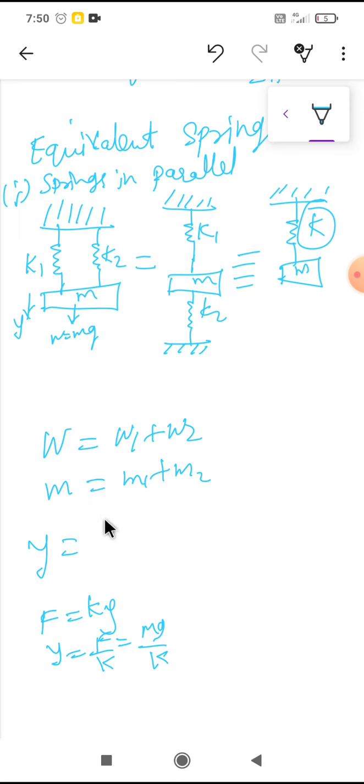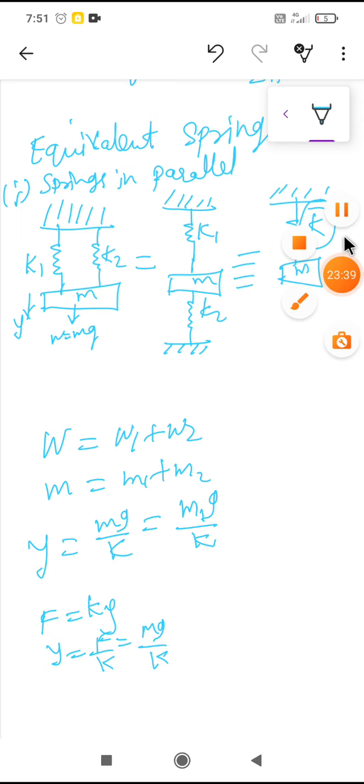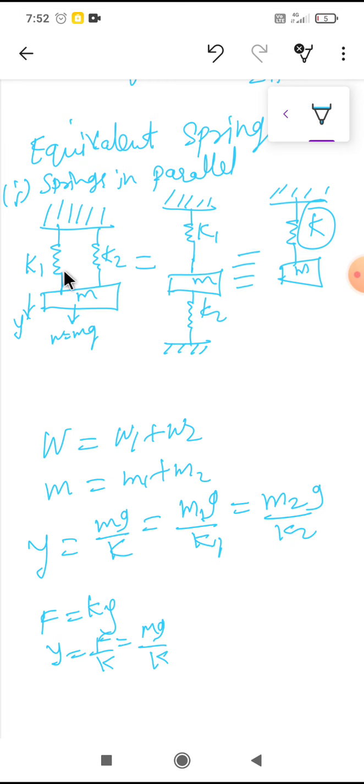So here I can write mg by k is equal to m1g by k1 is equal to m2g by k2, because the displacement of this spring and this spring will be the same, and the displacement of the equivalent spring will be the same. If I cancel out g, what I am left with is m by k is equal to m1 by k1 plus m2 by k2.